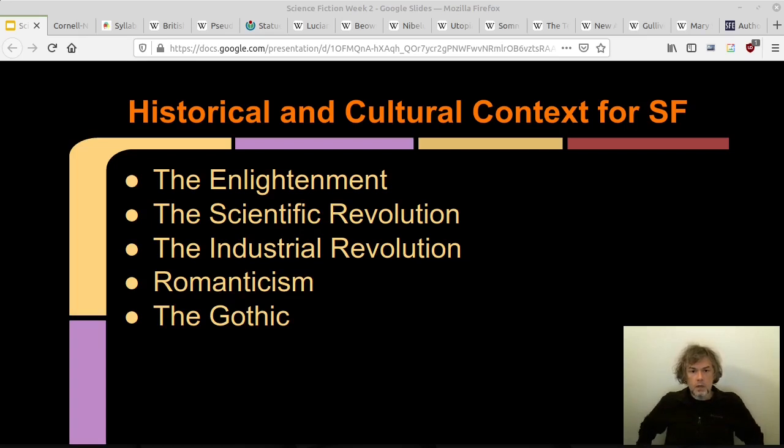The first example of the Gothic is a book by Horace Walpole from 1764 called The Castle of Otranto. Other examples include Ann Radcliffe's The Mysteries of Udolpho from 1794, Matthew Lewis's The Monk from 1796, and one that you've probably heard of before, Bram Stoker's Dracula from 1897.